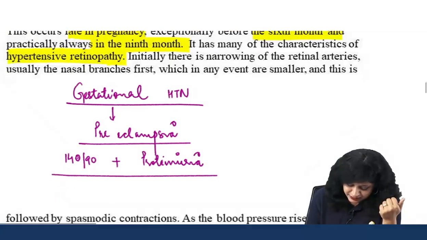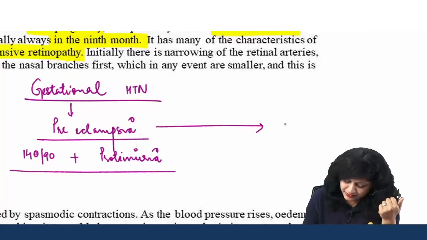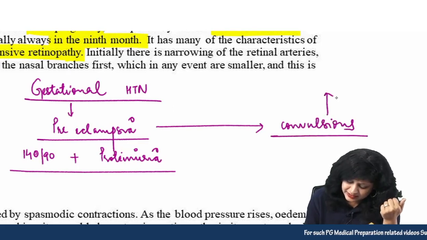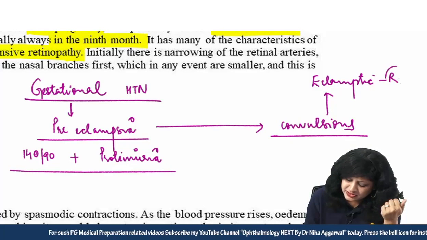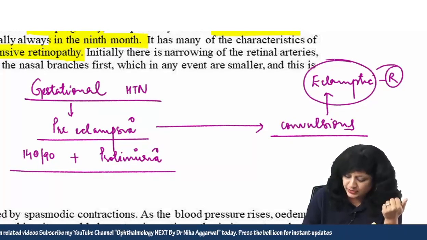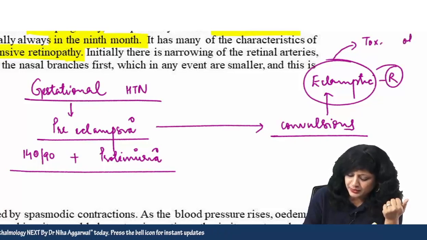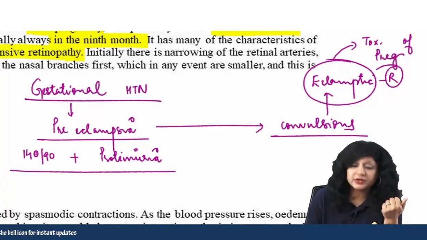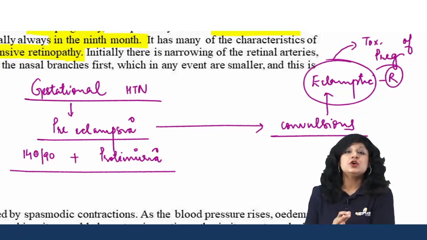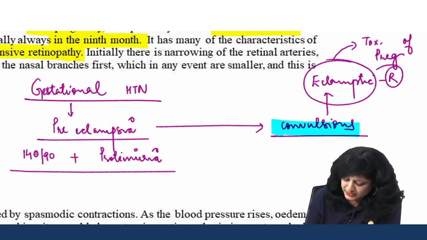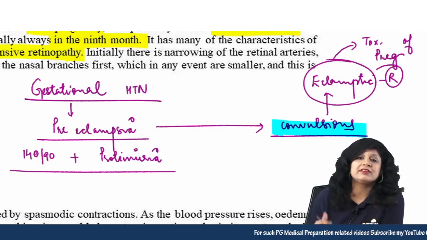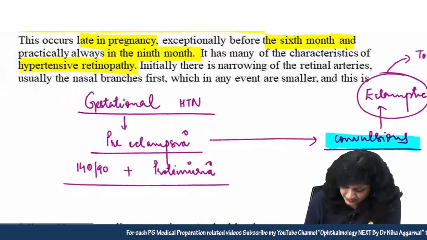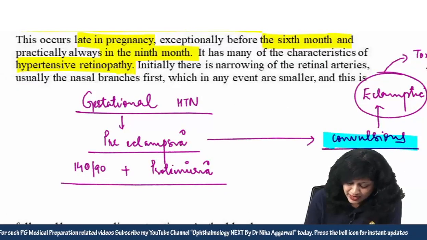Now if this patient starts having convulsions, then it is called eclampsia, and it is this eclamptic retinopathy which is actually the toxemia of pregnancy. So I hope you understood the sequence and how we can correlate. So what is actually the basis of this convulsion? Basically we have hypoxia in the brain that is leading to retinal hypoxia, and that retinal hypoxia is leading to the changes.